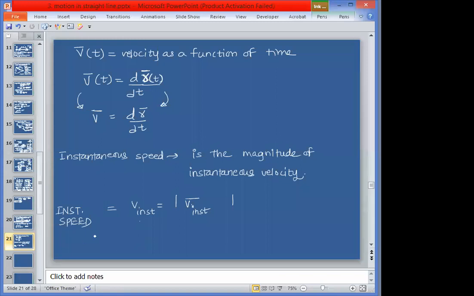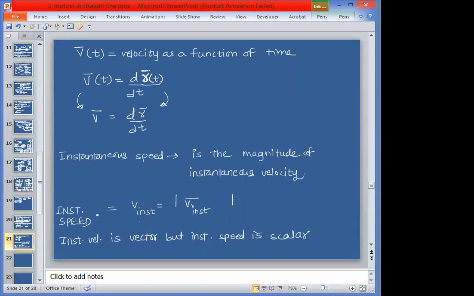All right. Write down a few more notes. Instantaneous velocity is a vector, but instantaneous speed is a scalar. Speed is a scalar. Okay, remember that. The unit is meter per second.